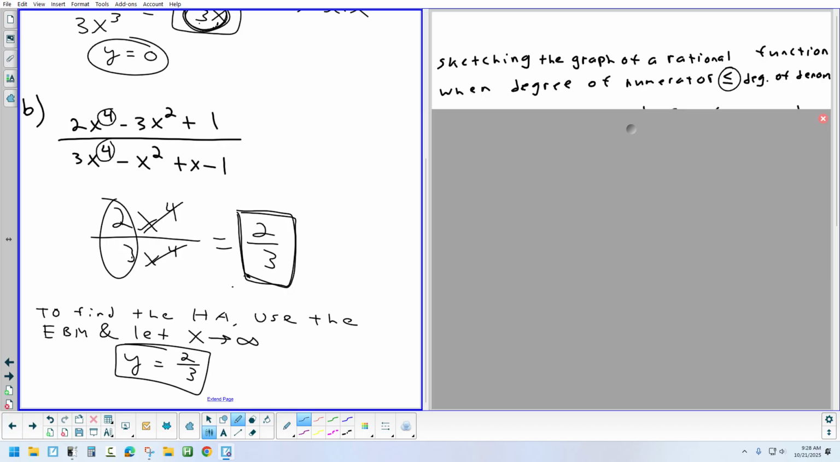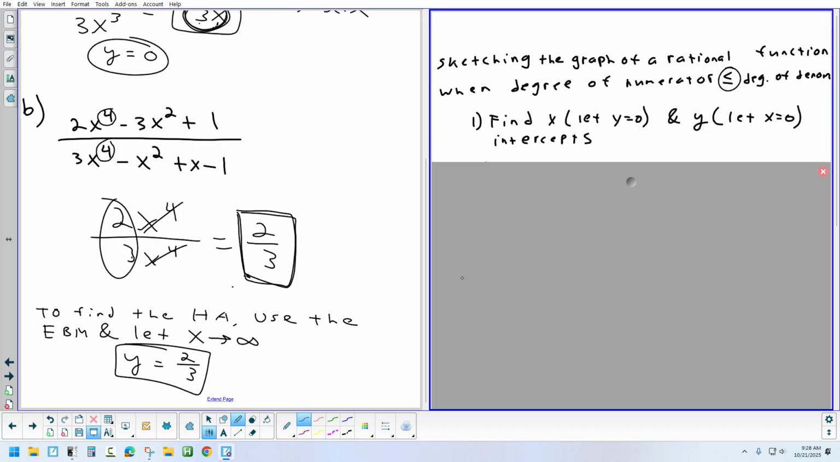Can it be bigger? Yes. You can have the degree in the numerator greater. That's tomorrow. Okay, so these graphs have generally several pieces to them. Okay, they're not one connected piece. So that means we need to kind of put a little bit of thought into how we sketch it.